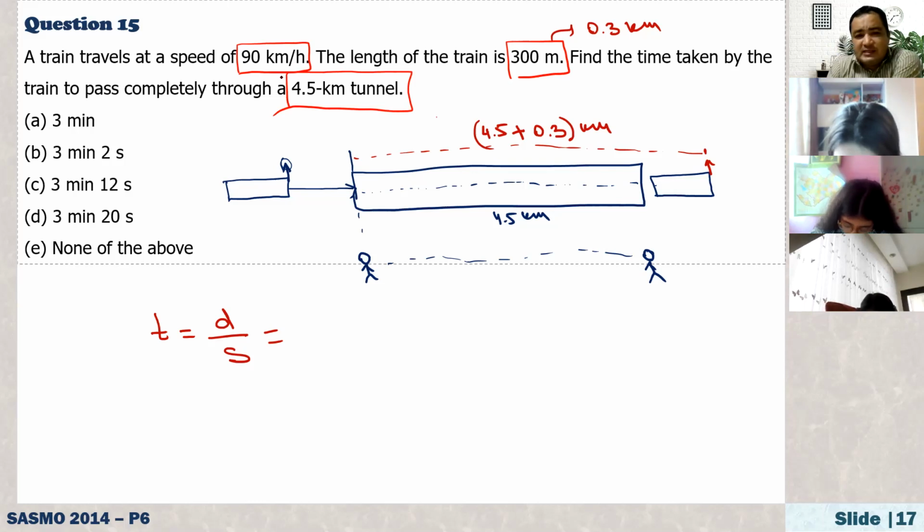As you see here, distance is in kilometers, and speed is in what is it? Kilometers per hour.